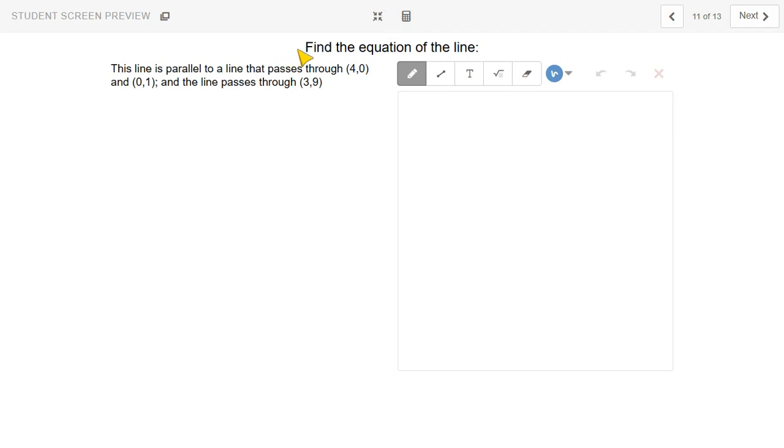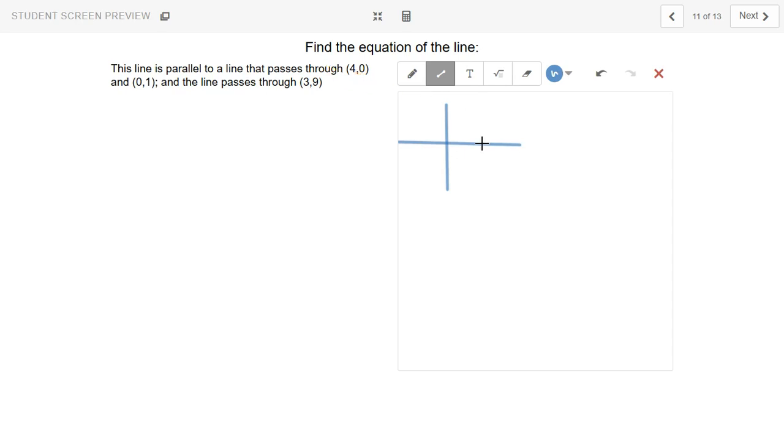Another question similar to that. Find the equation of the line. This line is parallel to a line that passes through 4, 0, and 0, 1. The new line passes through 3 and 9. I'm just going to do a quick sketch here.